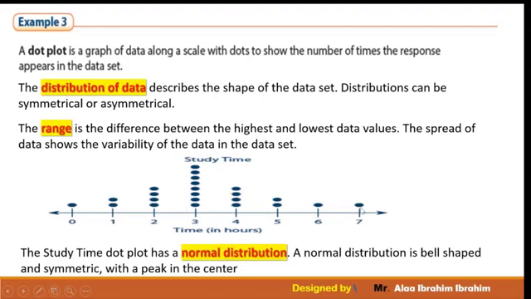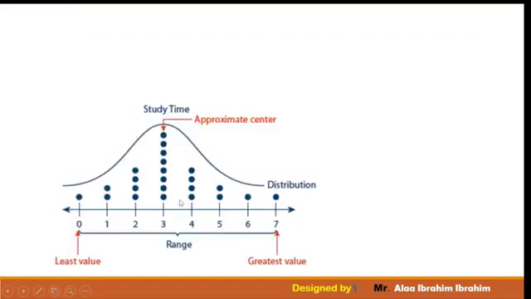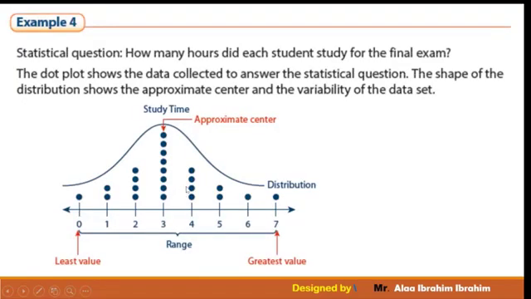Someone may tell me there is one more here. It's not important, but they look like each other because it's symmetrical, the same here and the same here. Okay, so a normal distribution is bell-shaped and symmetric. Remember, with a peak in the center, meaning the top. This is your top, this is a peak. Okay, now we're going to this example.